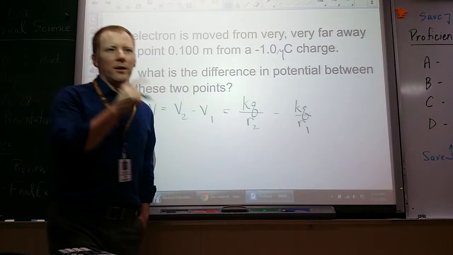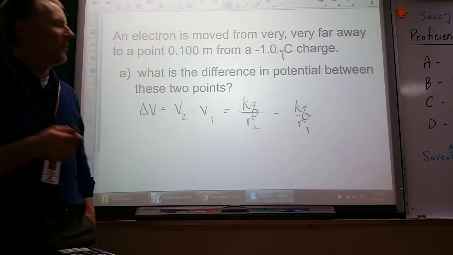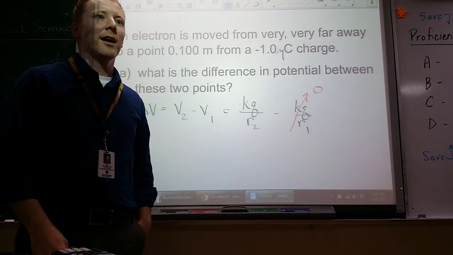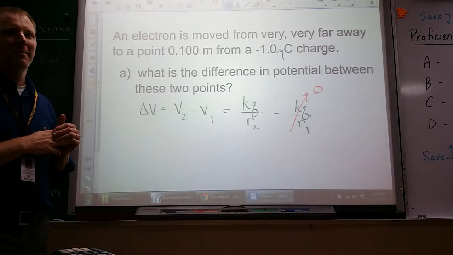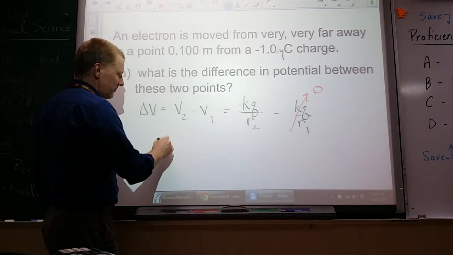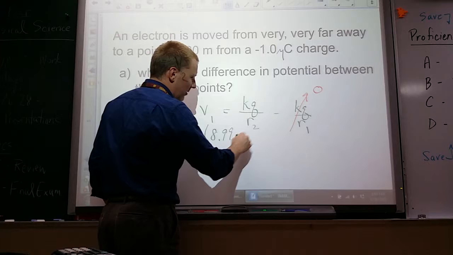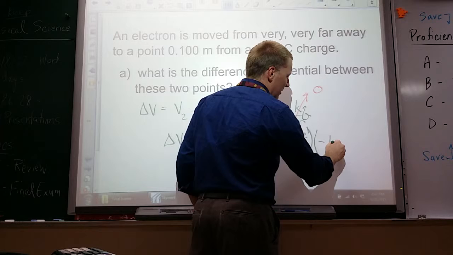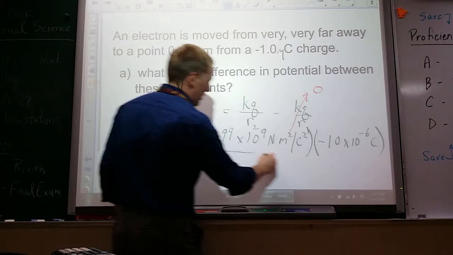Well, if this is very, very far away, for all intents and purposes, where is it? At infinity. What is something divided by infinity? Zero. We know exactly what it is. Remember, there's no such thing as infinity in real life. The universe is not infinite, so you can't have a distance that's infinite. So it's just getting closer and closer to zero. So whole bunch of zeros, something way out there that we don't care about. So all we need is this part, times the charge, 10 to the negative 6 coulombs, and divided by our distance, 0.1 meter.